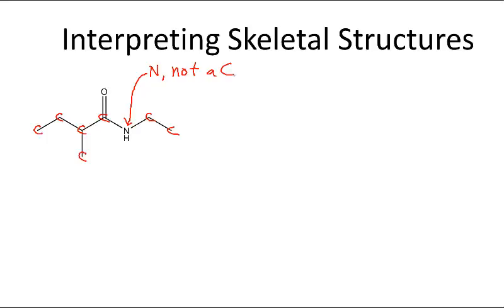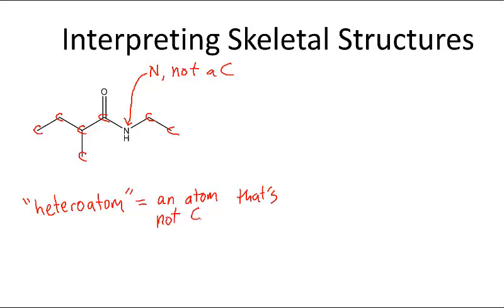What we call those atoms that are not carbon, we call them heteroatoms. So if you ever hear me say the term heteroatom, it equals an atom that's not carbon. Most common examples would be nitrogen, oxygen. In a skeletal structure, heteroatoms have to be included, and any hydrogens that are bonded to heteroatoms have to be included.